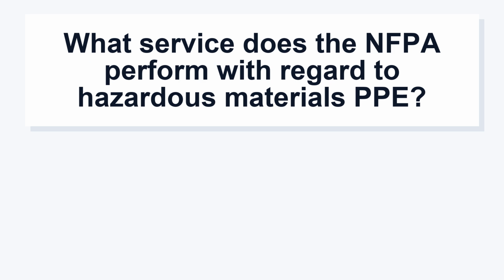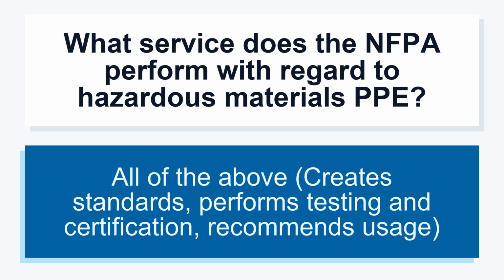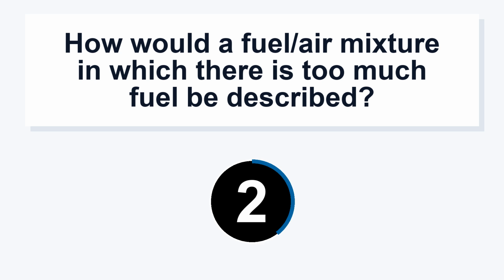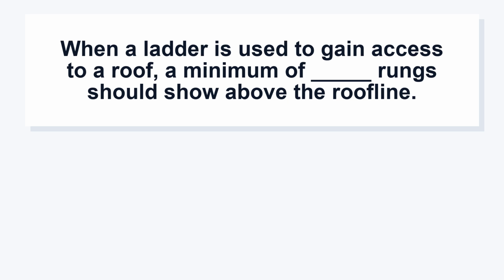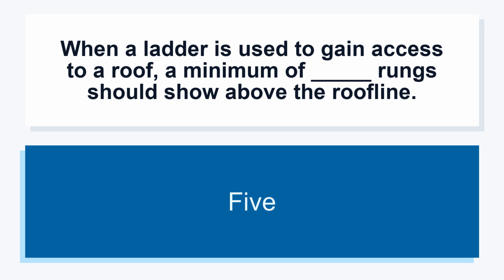What service does the NFPA perform with regard to hazardous materials PPE? All of the above: creates standards, performs testing and certification, recommends usage. How would a fuel/air mixture in which there is too much fuel be described? Too rich. When a ladder is used to gain access to a roof, a minimum of 5 rungs should show above the roofline.